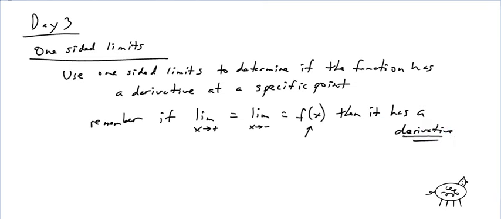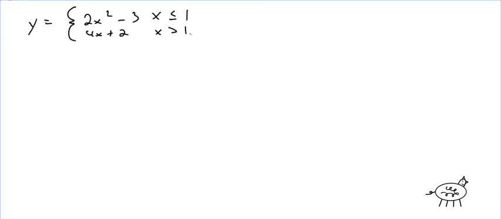Okay, so let me give you an example here. If I give you y is equal to a nice little piecewise function here, 2x squared minus 3 and 4x plus 2. So it's 2x squared minus 3 when x is less than or equal to 1, and this is where x is greater than 1. All right, what I'm going to do is check out the left-hand limit and the right-hand limit. I'm going to see if they're equal.